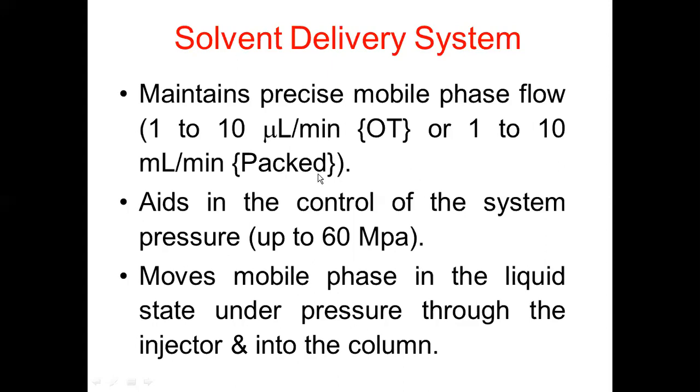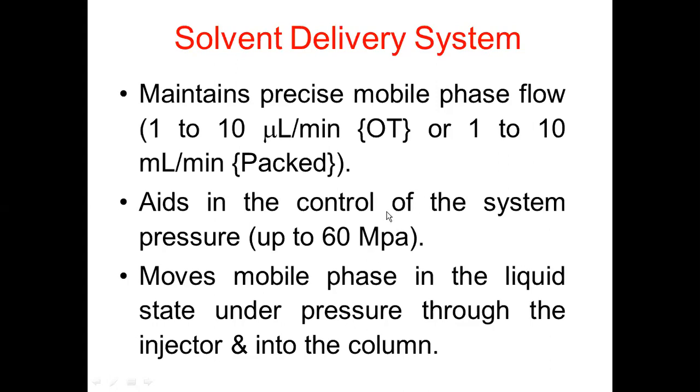For example, 0.1 to 0.5 millimeter will be the internal diameter for open tubular columns, whereas the internal diameter of the packed column will be 0.5 centimeter at least. Therefore, the flow rate must be minimized to 10 microliter per minute in case of open tubular columns, but in case of packed columns, the flow rate will be maintained up to 10 ml per minute. The pressure is maintained at 60 megapascals. 60 megapascals will be the appropriate pressure we need to maintain.